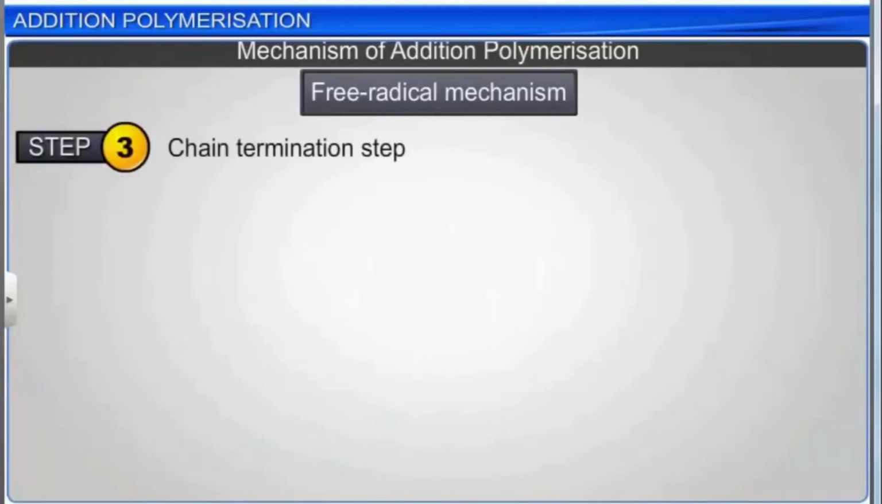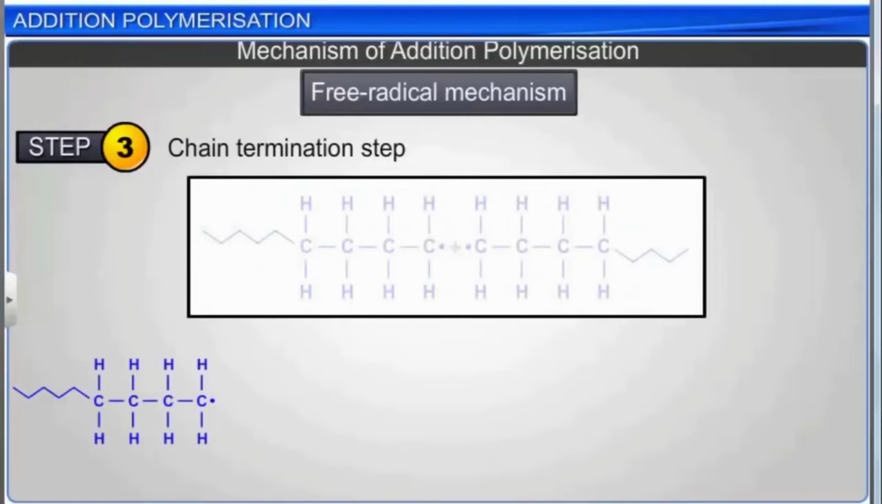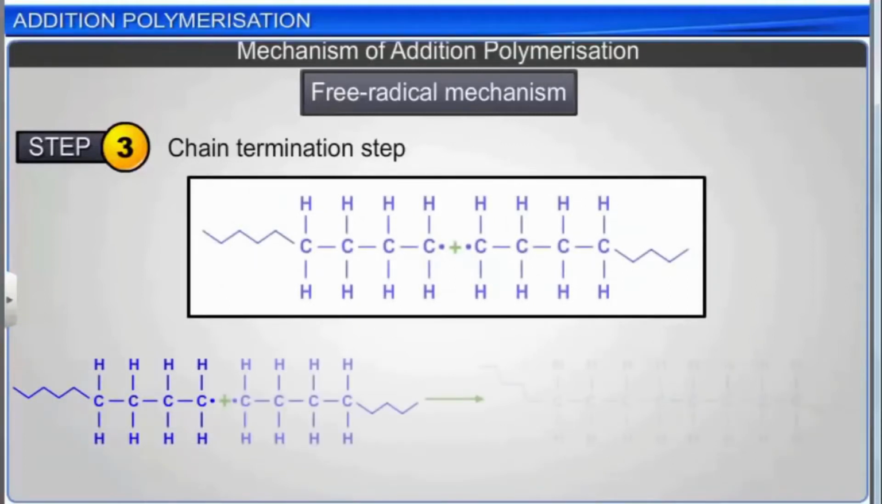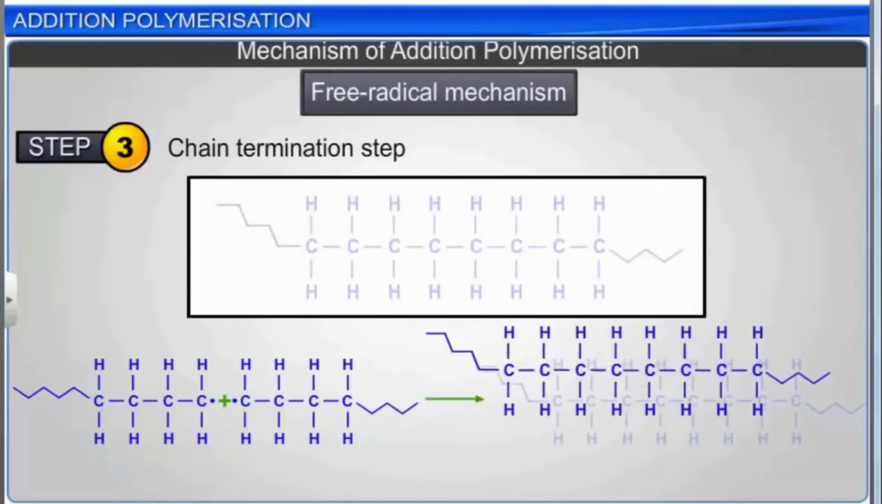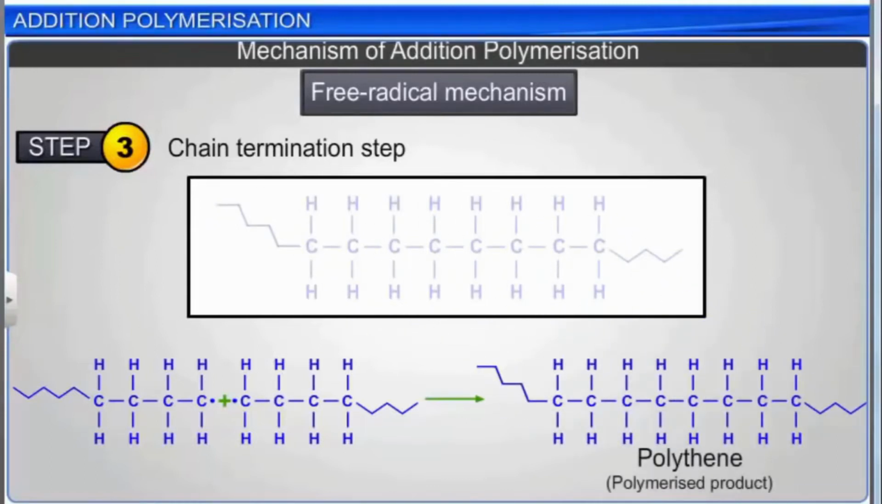The polymerized product forms in the last step of the reaction, the chain termination step. Eventually, chain termination occurs when the product radical combines with another free radical chain and results in the formation of the polymerized product. The formation of polythene is shown here.